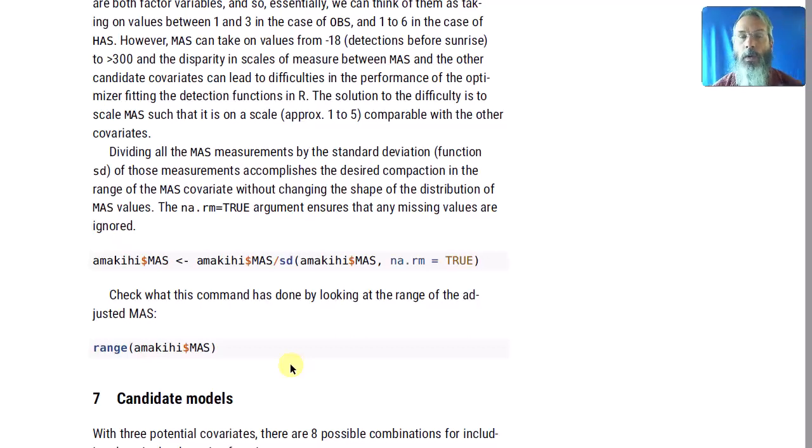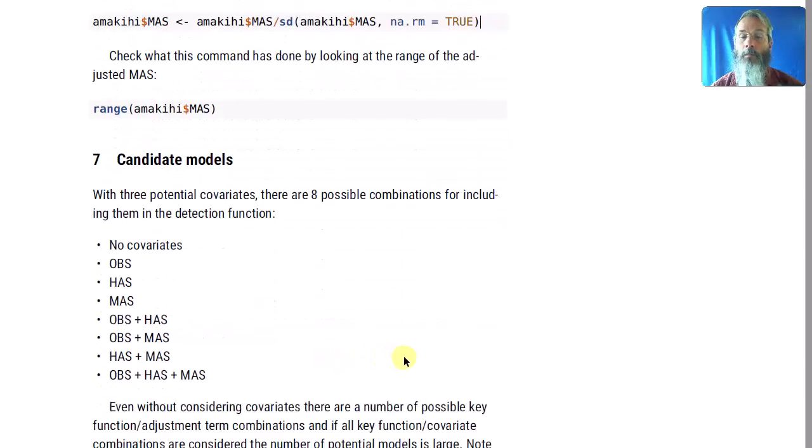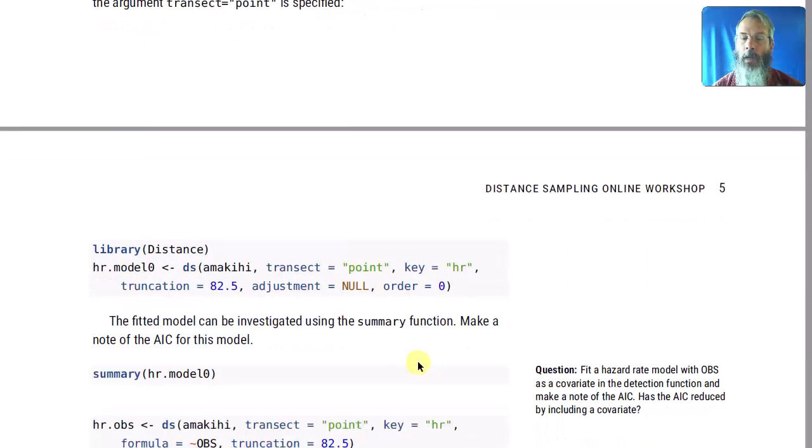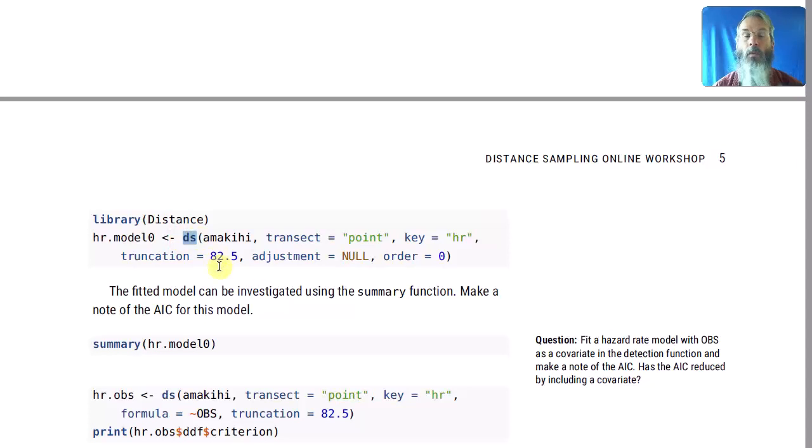Once we've done all of that tidying up of the data, we're actually ready to think about what our candidate model set is. What models do we wish to fit to the field data? Once we've identified our candidate model sets, we can then make many calls. We'll make one call to the ds function for each of our candidate models. And so off we go now, doing what we did in exercise 1, repeatedly calling the function ds.